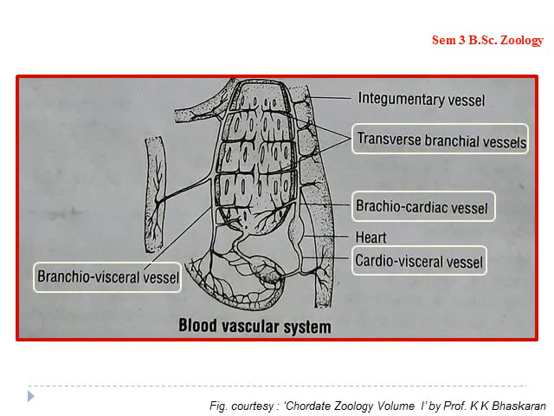This figure shows the blood vascular system of an Ascidia. You can see the heart, its position. The heart is located below the pharyngeal region, close to the stomach.